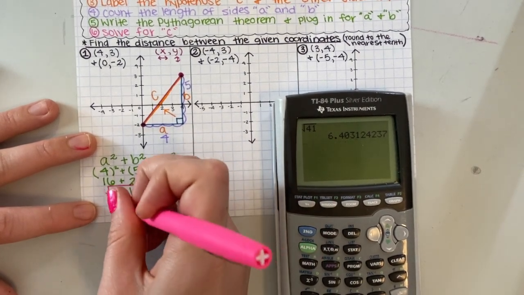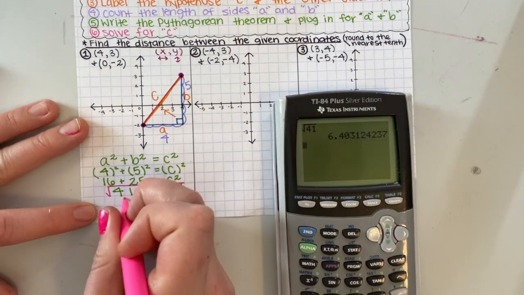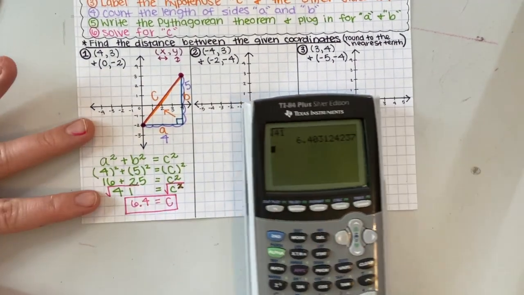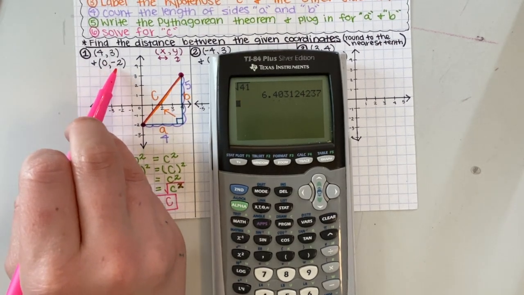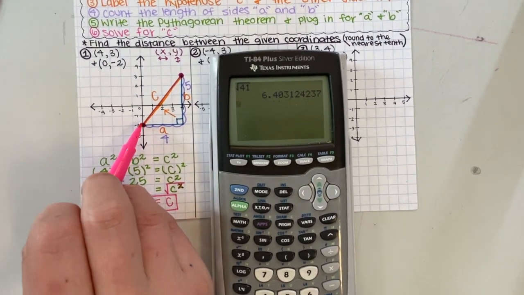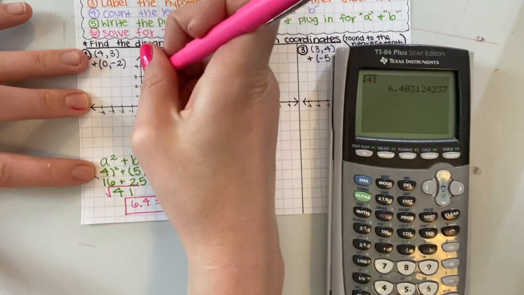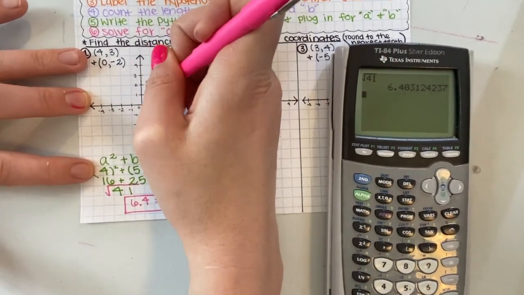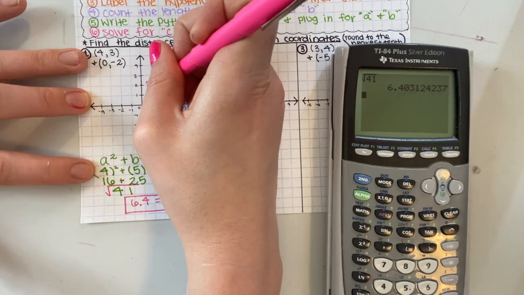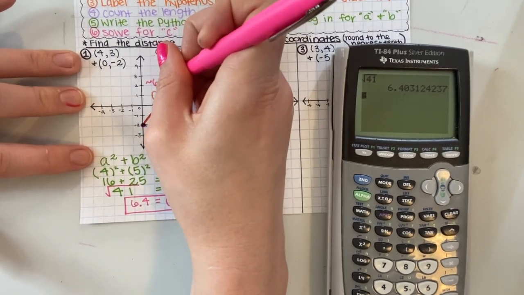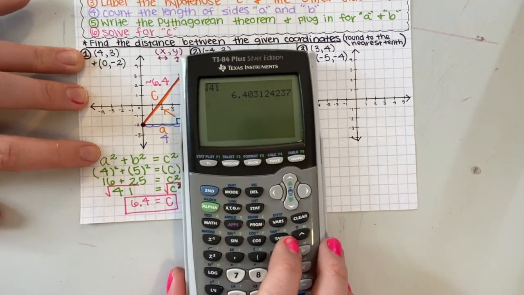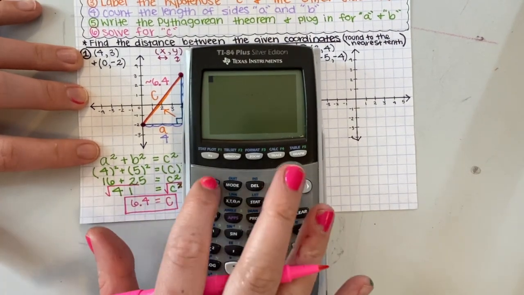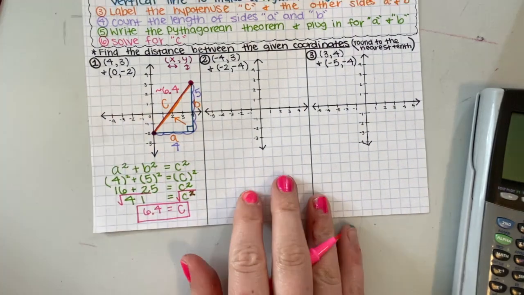So the length, the distance between the coordinates (4, 3) and (0, -2) is 6.4. And we can use this little squiggle for approximately, which just means that's about that much because we had to round, because this is an irrational number. Let's do the other 2 examples.